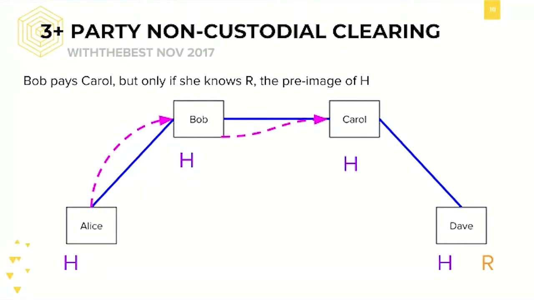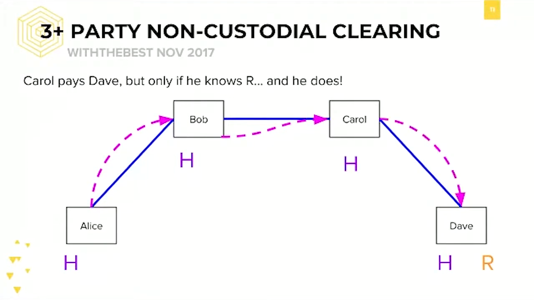And then Bob has this guarantee from Alice that if he has the pre-image, if he has R, then he can pull the funds from Alice. Now Bob has no problem saying to Carol, okay, Carol, if you know R, then I will pay you. And similarly, Carol says the same thing: okay, Dave, I'll pay you, but only if you know R. But Dave actually knows R. So essentially what's happened is we've cleared, we've settled in the forward direction.